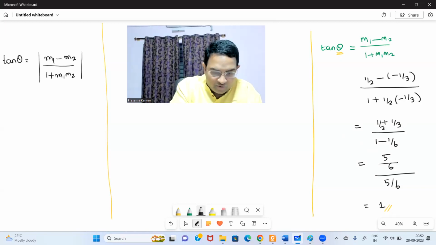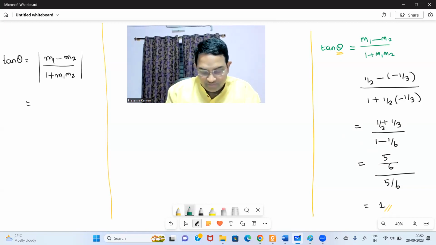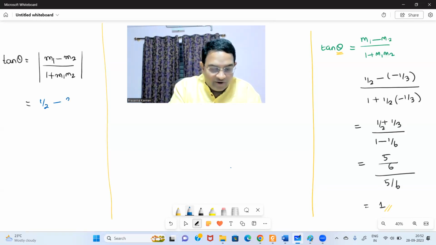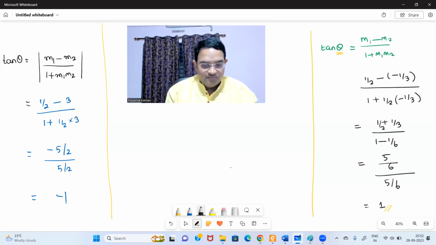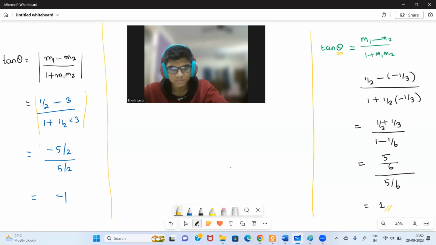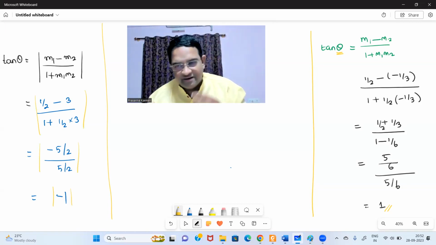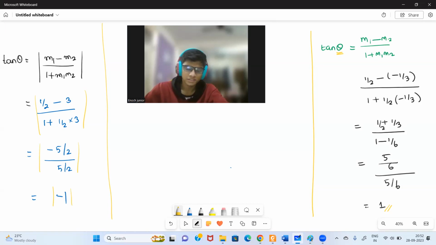So this time you may have to use modulus sign because you will get a negative answer. Check it out. So what is m1? 1 by 2. What about your m2? 3. So 1 plus 1 by 2 into 3, and 1 by 2 minus 3. What do you get? 1 minus 6. So minus 5 by 2 divided by 2 plus 3, 5 by 2. So what are you getting, Enoch? I get -1, but with mod you get 1. Yes. So is it clear, Enoch? Yes, sir. Very good.